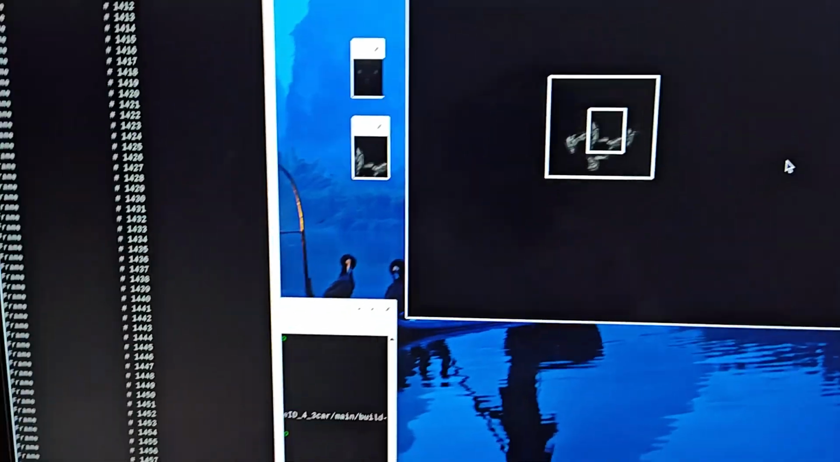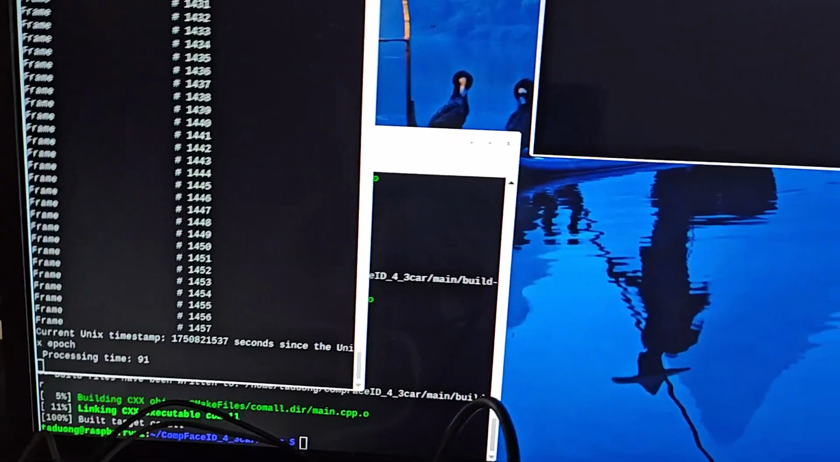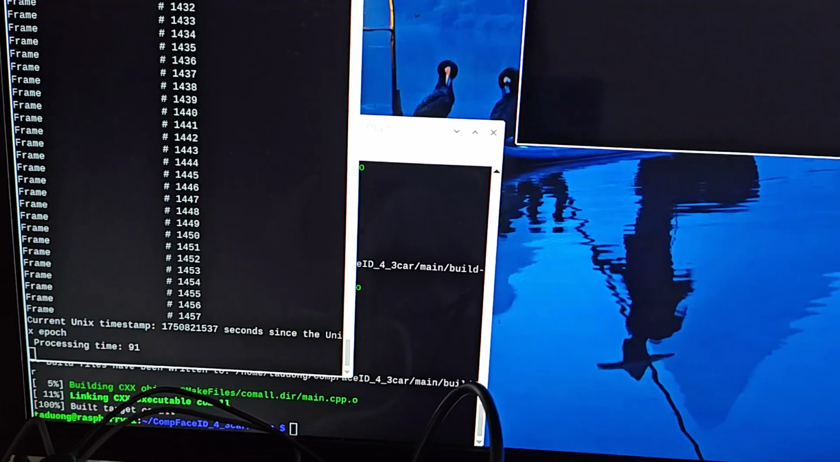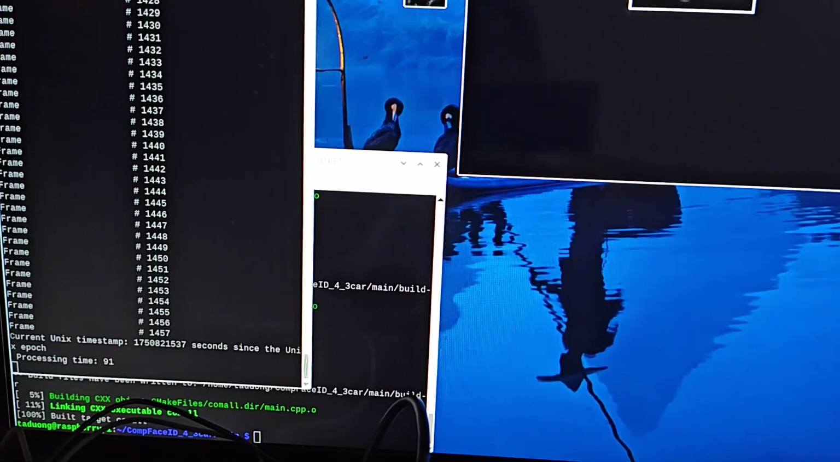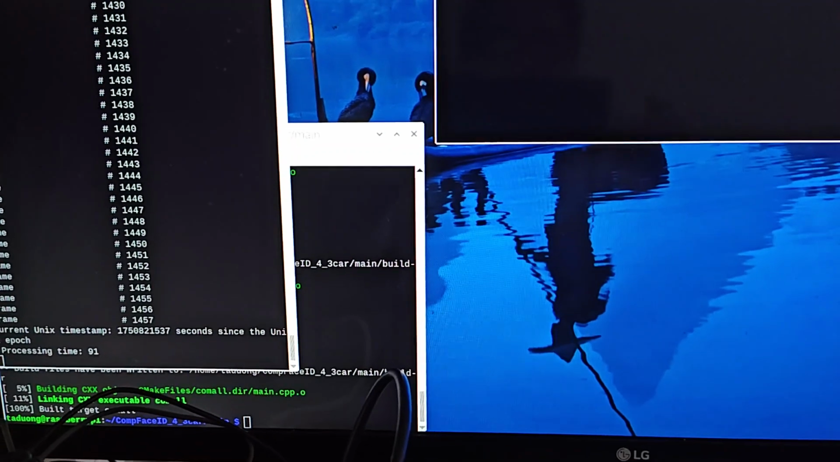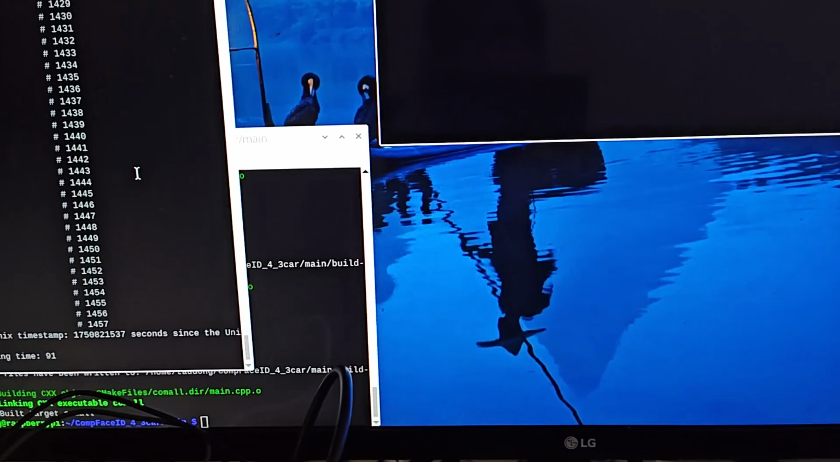Totally it costs 91 seconds to process 1,457 frames. So it's roughly about 15 frames per second processing. And that's about it.